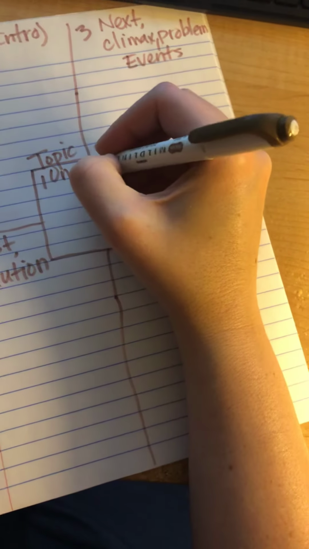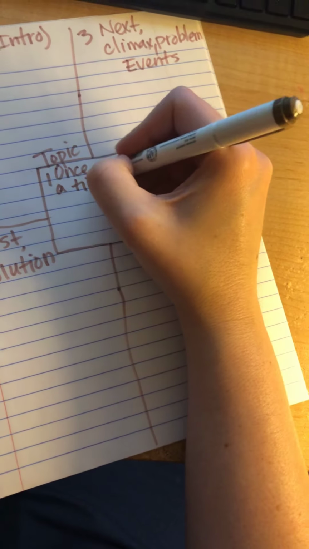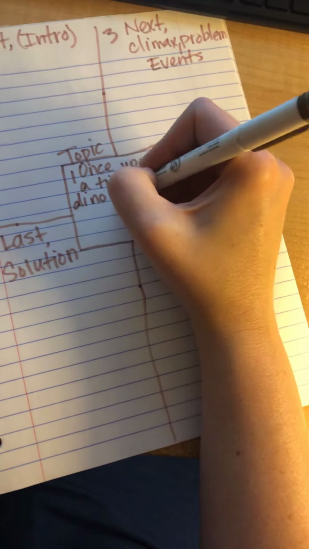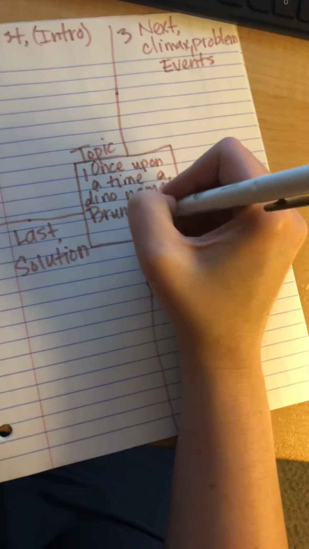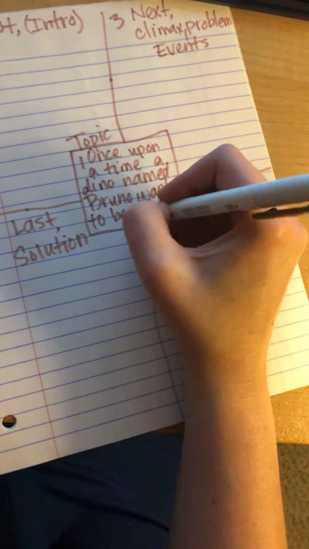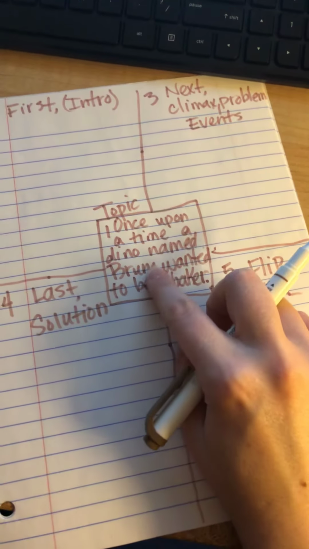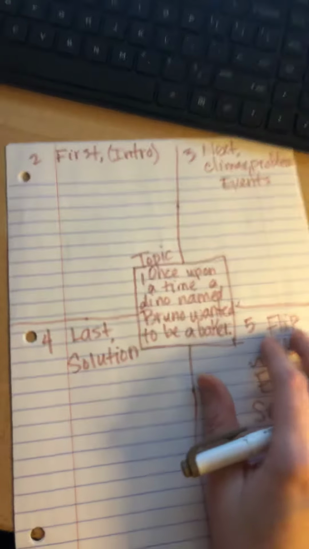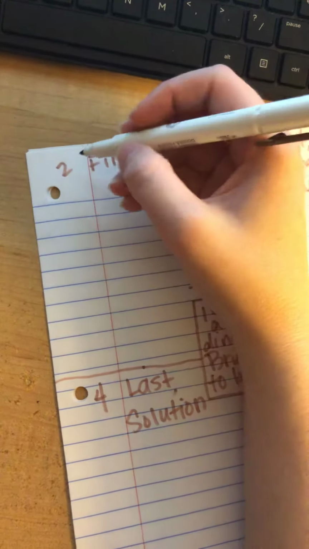I'm going to start off with once upon a time, a dino named Bruno wanted to be a baker. Now when I write my story, I can add a couple things in, like he wanted to be the best baker in the world, okay? Now in here, this is going to be your introduction of who they are, okay?